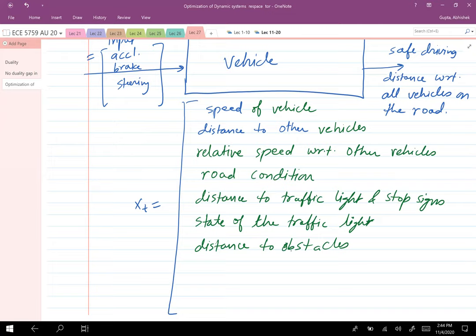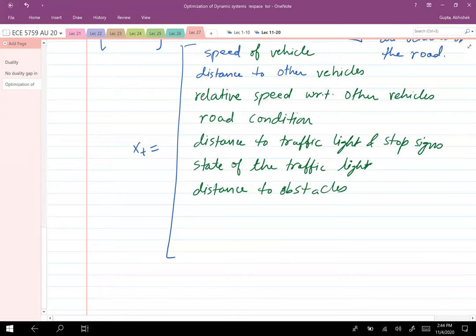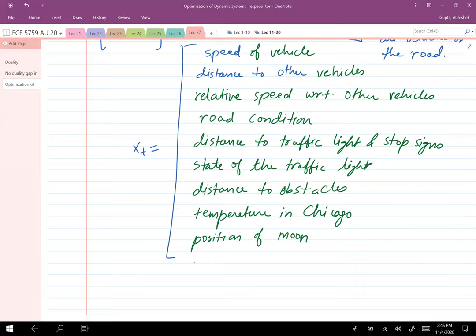Let me add some more states, and I want you to think about it and come up with a question that I'll ask after I write the state. So let's say temperature in Chicago, and position of moon, and I don't know, day or night or something. Okay, let's just keep it at this level.